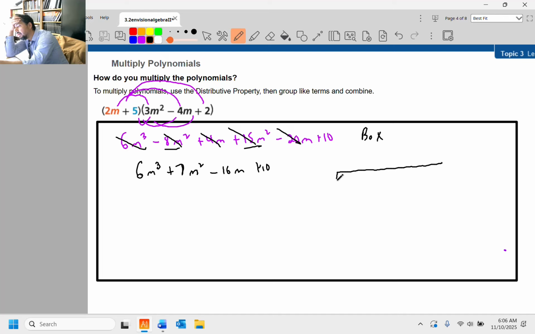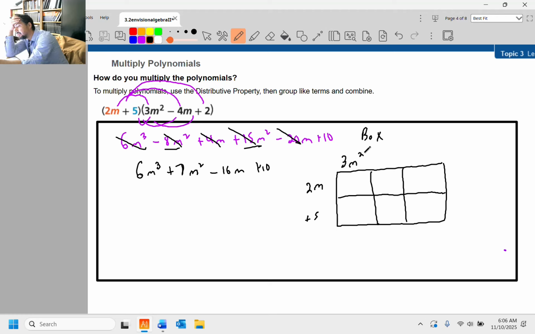So all you guys know, the box method has just been a product of two binomials. But here, the box has to be a little different. One side is going to be the 2m plus 5, and the other side is going to be these three pieces. And hopefully you can understand why I drew the box this way. Because I had to, right? That's why. All right, so m times 3m is going to be a 6m cubed.